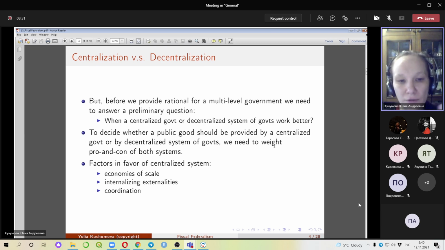Then the second factor in favor of a centralized system is internalizing externalities. What does it mean?